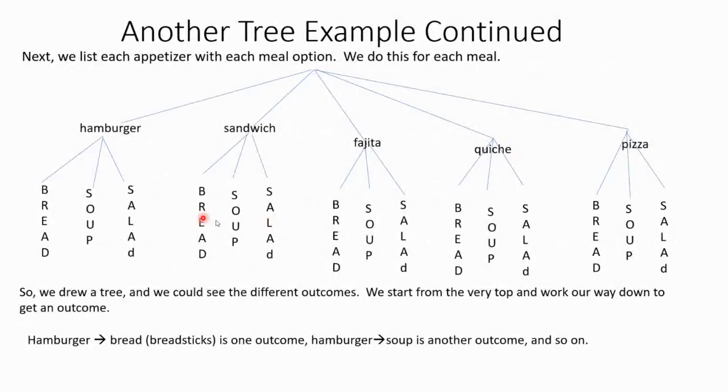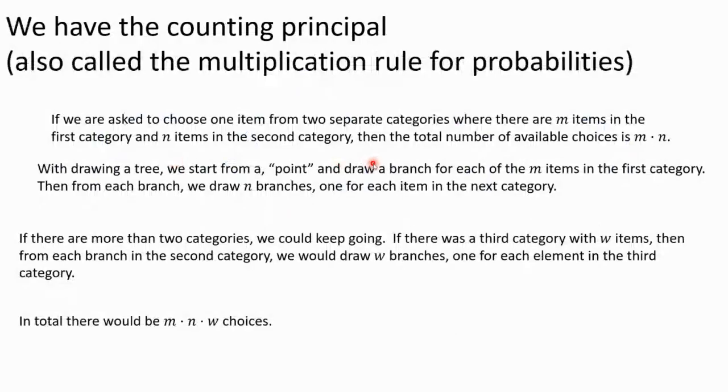That's what we get here actually. We get 15, which is 5 times 3. 5 items in one category, 3 in the other. So you just multiply, is what this is saying. Hence the name multiplication rule.